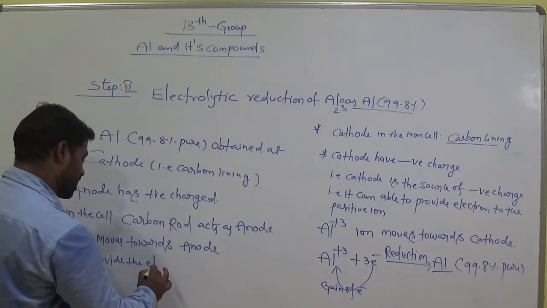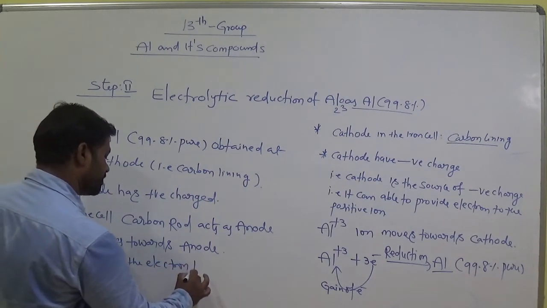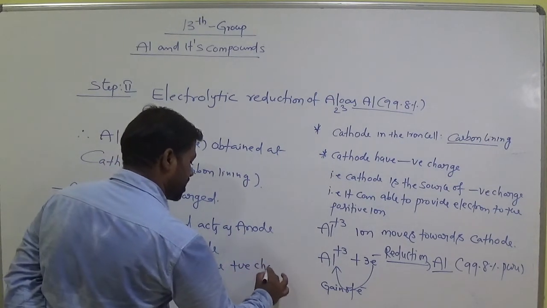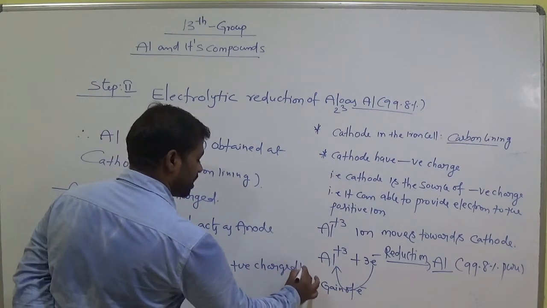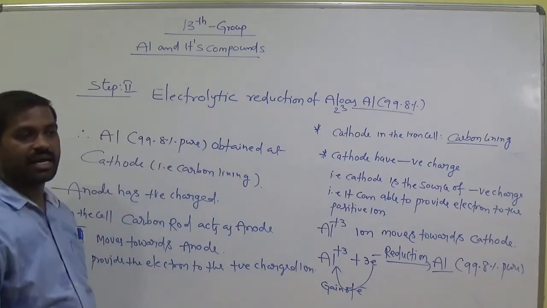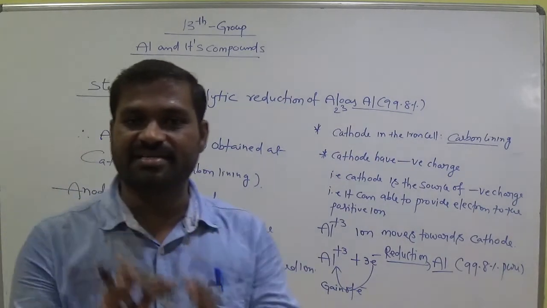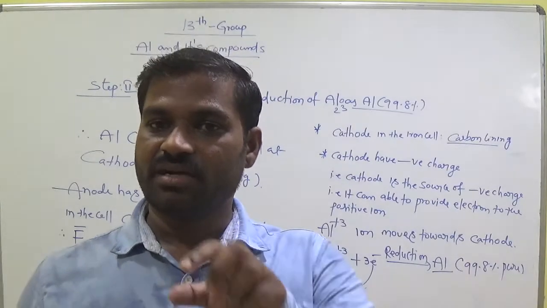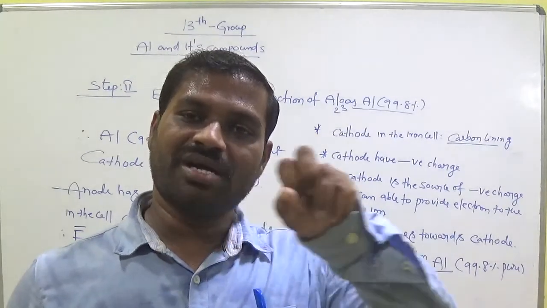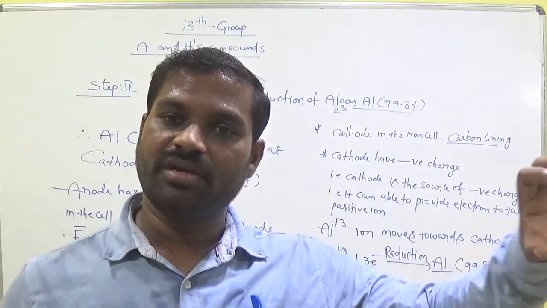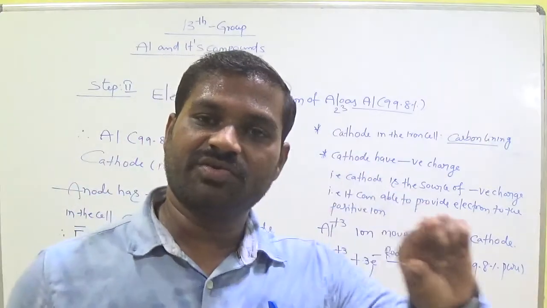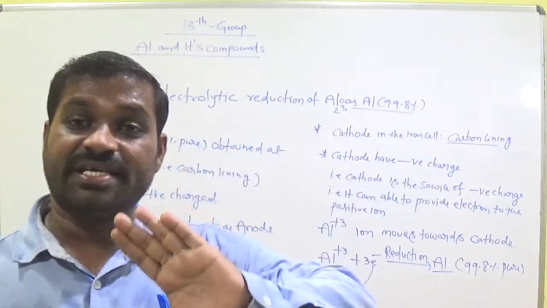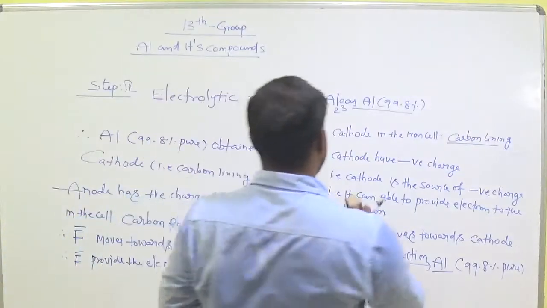So therefore F minus provides the electron to the positively charged ion. Clear? The anode has a positive center, it needs electrons. So fluoride has electrons, it is a negative charge. Now the fluoride ion moves towards the anode, that is the positive anode. Now fluoride donates an electron to the anode. Then it becomes F. Let's see the reaction.